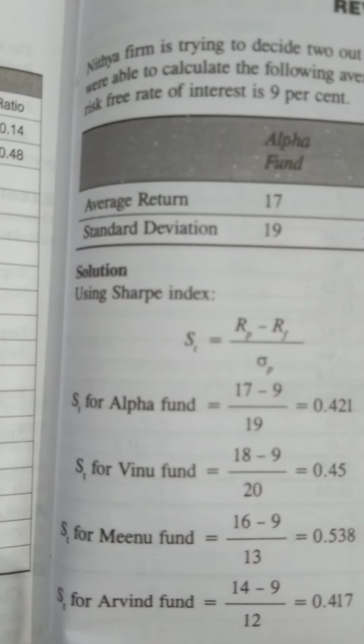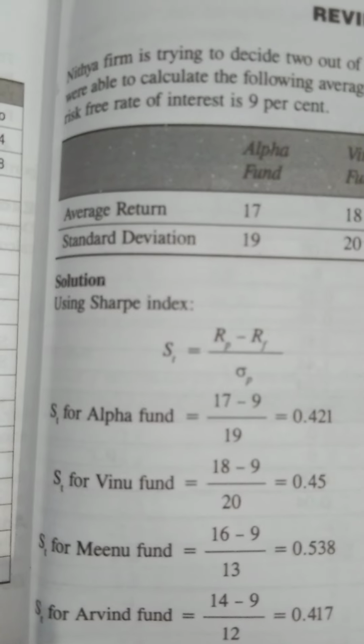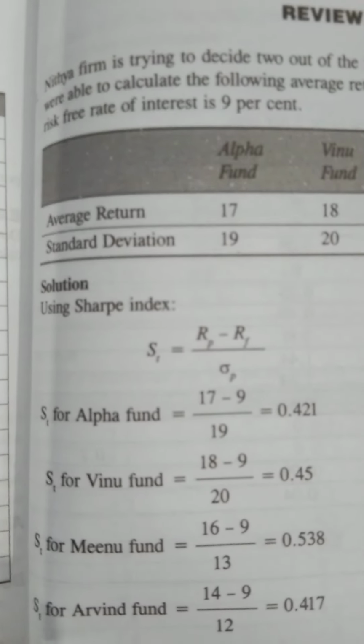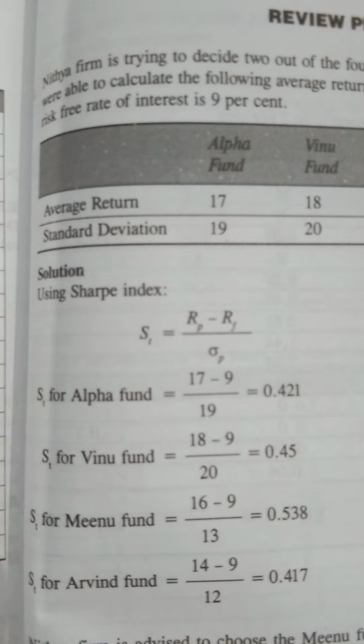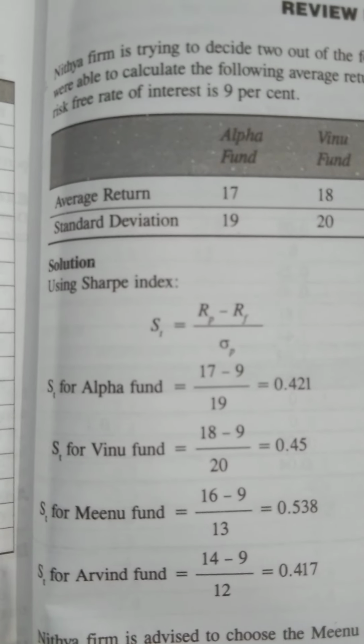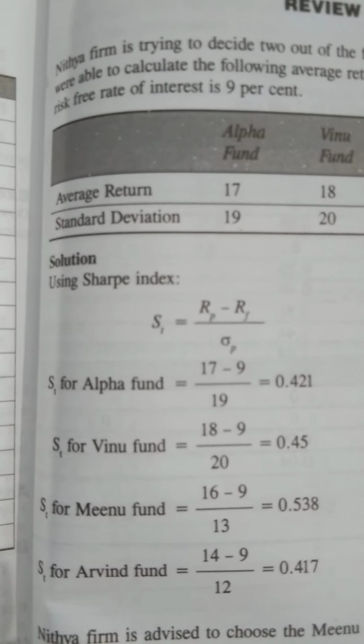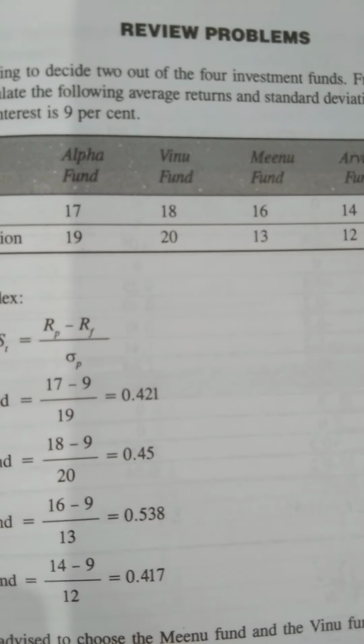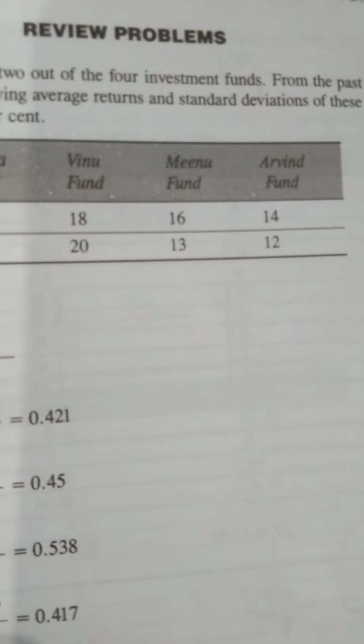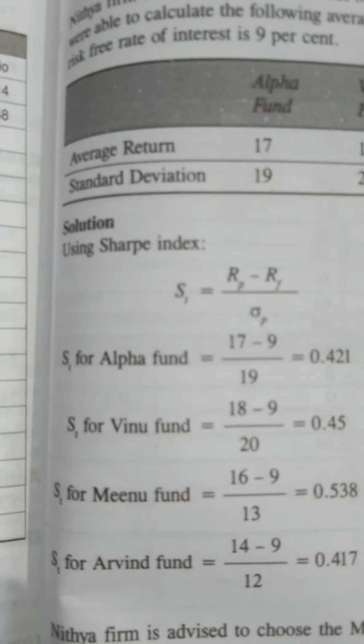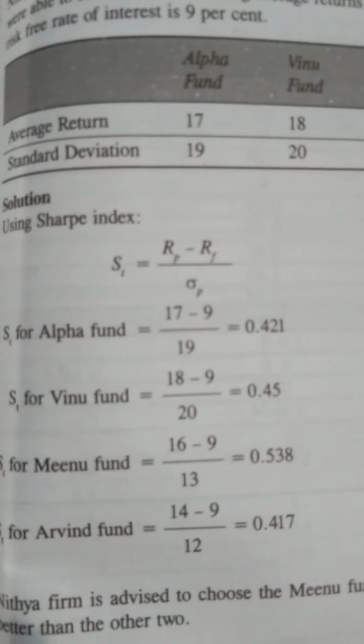The current risk-free rate of interest is 9%, and the average return, that is the return from the fund. If you see the Alpha fund, Vinu fund, Mina fund and Orbin fund, the returns are given as well as the standard deviations.